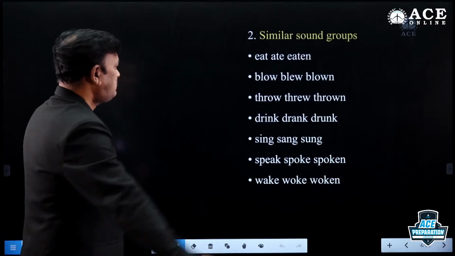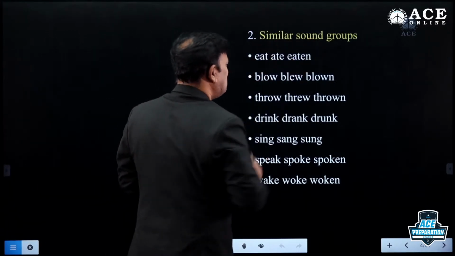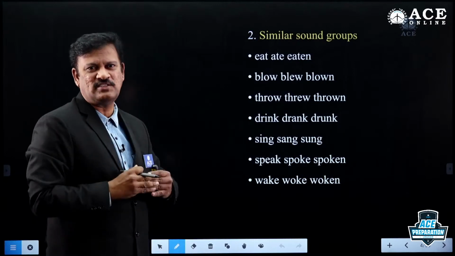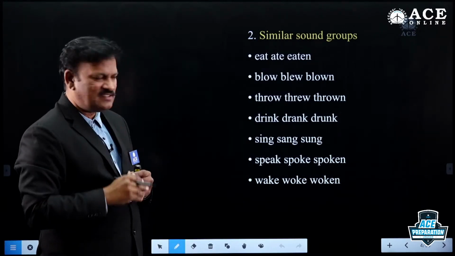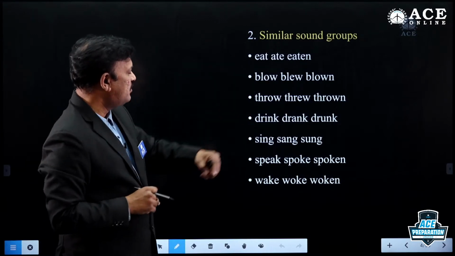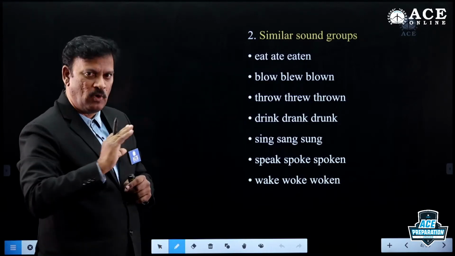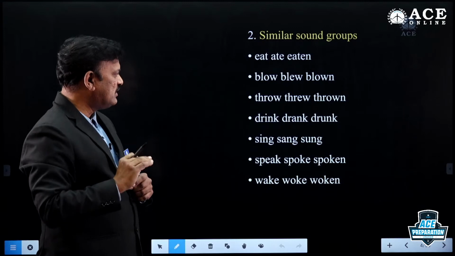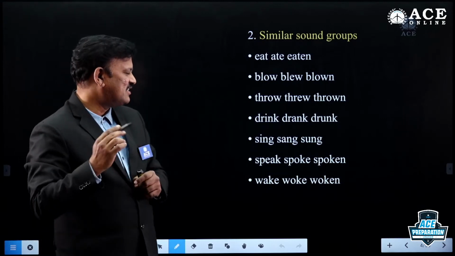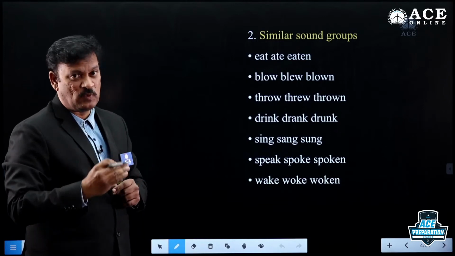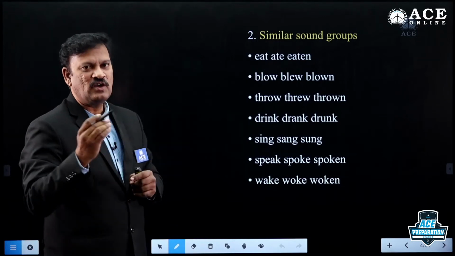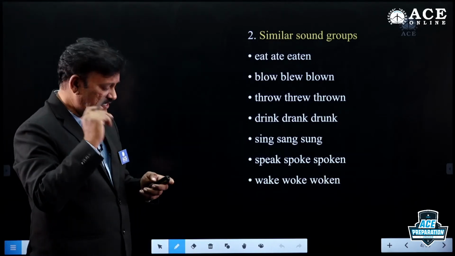Another, similar sound groups. Something similar, you know, when you hear this, you have that similarity. Eat, ate, eaten. V1, V2, V3 form. Blow, blew, blown. Throw, threw, thrown. Drink, drank, drunk. Sing, sang, sung. Speak, spoke, spoken. Wake, woke, woken. This is one category.